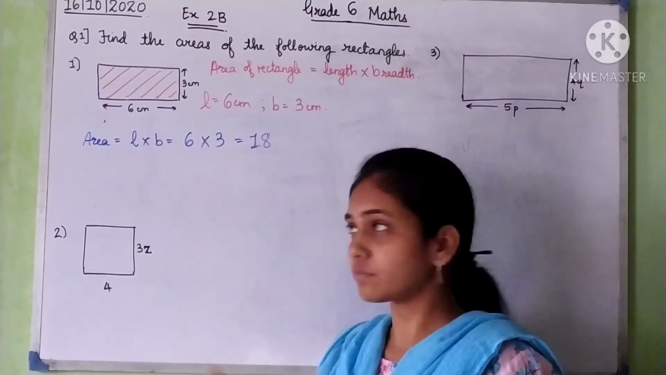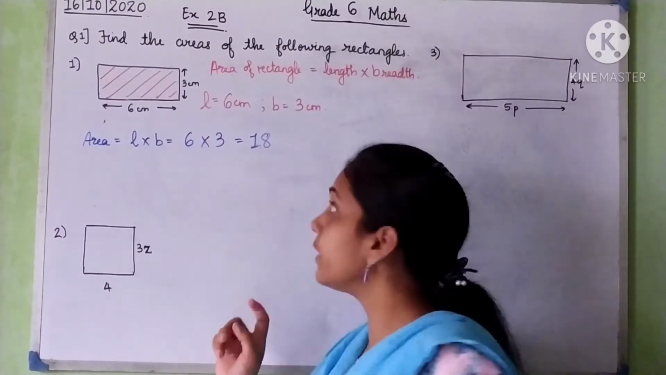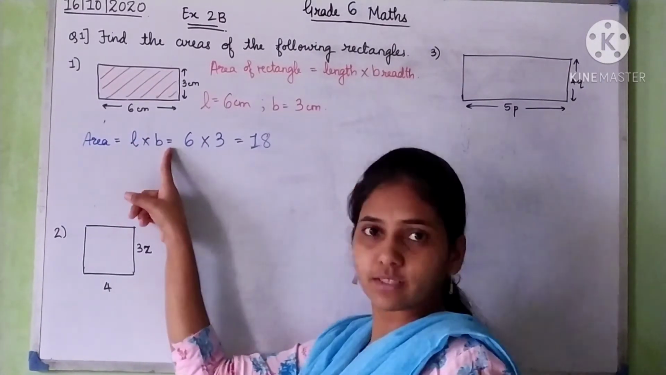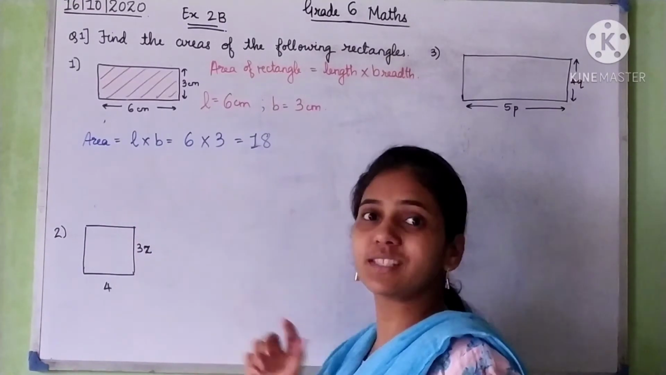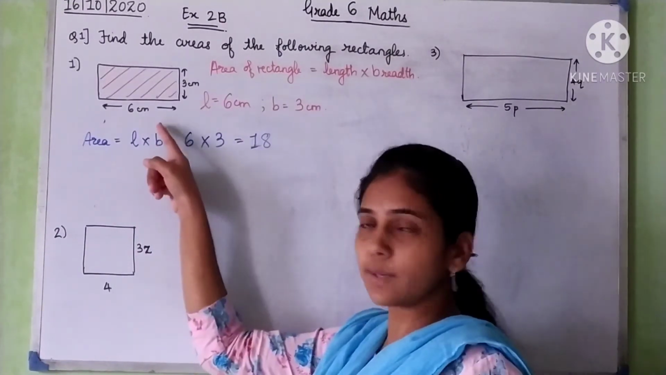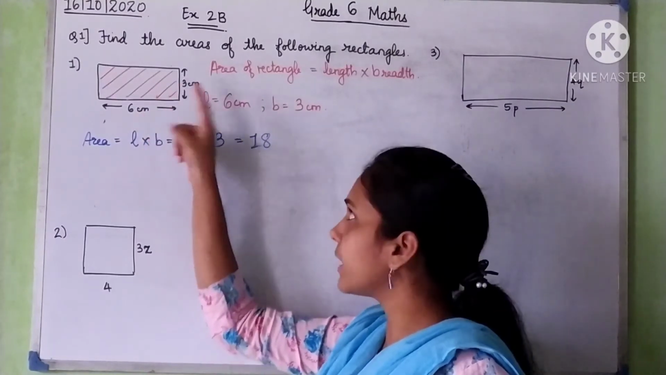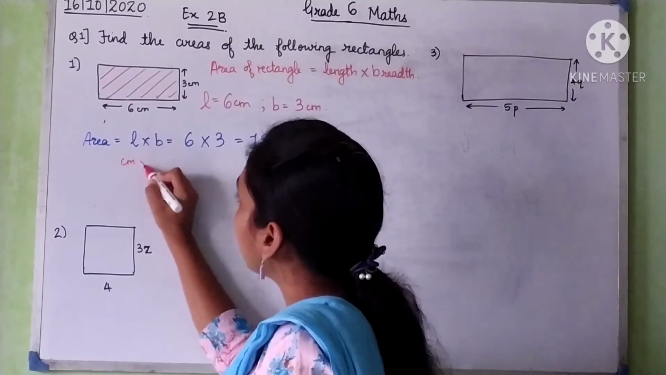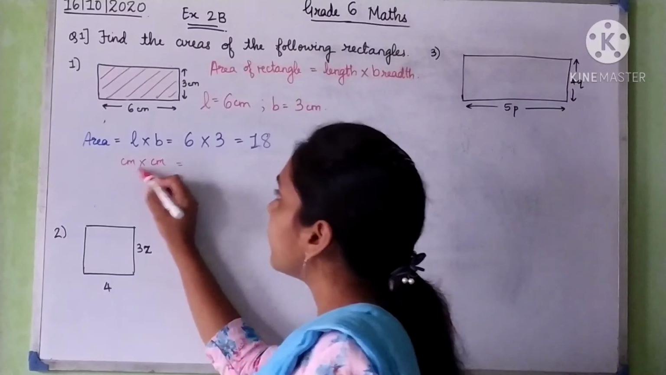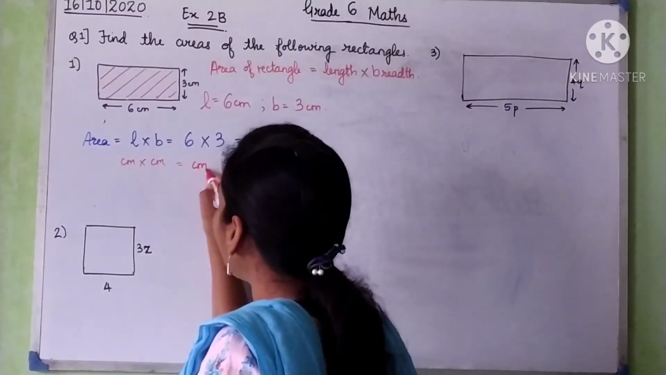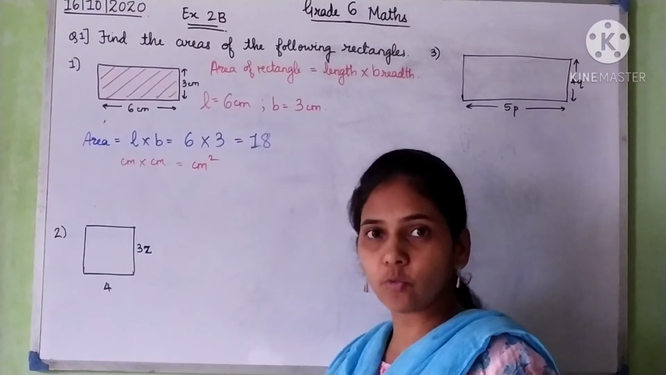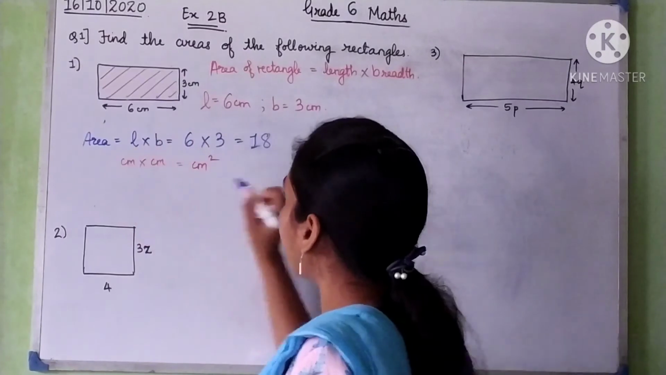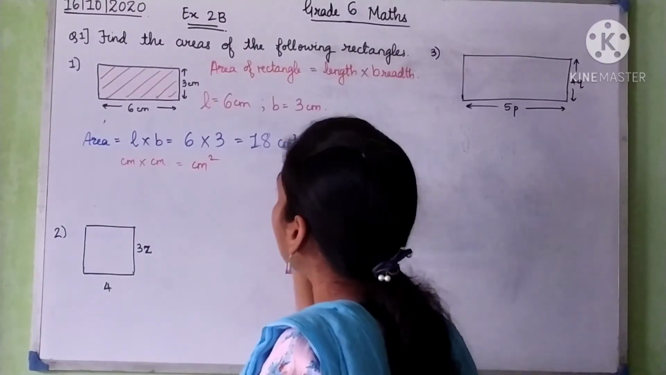And the unit for area is what? First, we have to have both the measurements, the length and the breadth, in the same unit. Here we had both in centimeter. So centimeter into centimeter becomes centimeter raised to 2. It is called centimeter square, or we can also call it square centimeter. So we say that the area of this rectangle is 18 centimeter square.